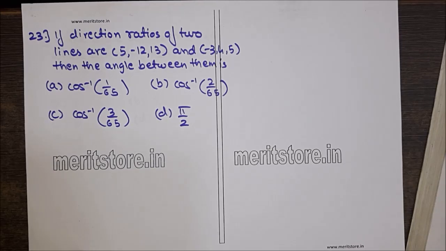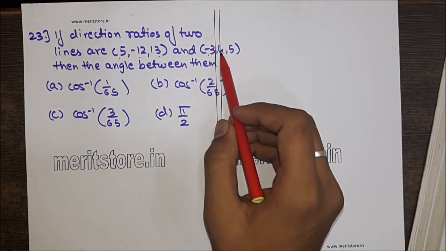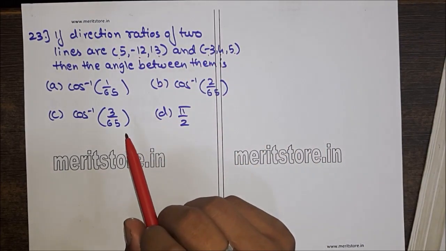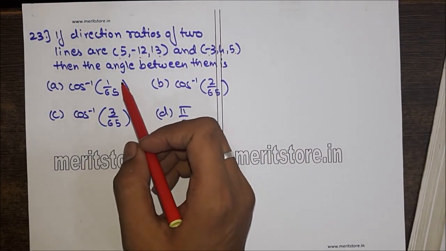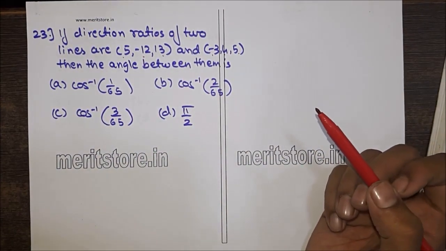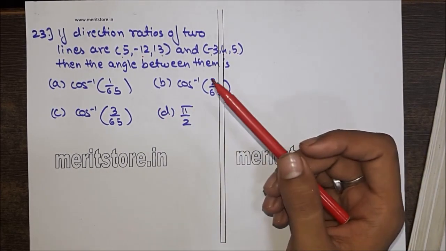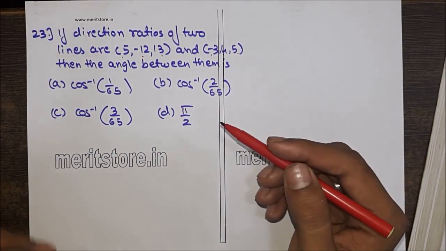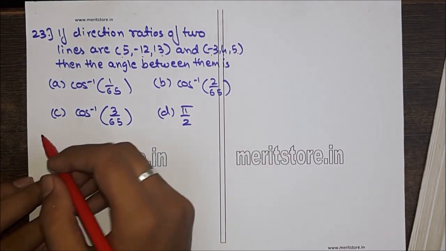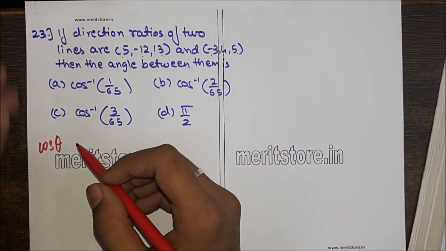Question number 23. If direction ratios of two lines are 5, minus 12, 13 and minus 3, 4, 5, then the angle between them is A, cos inverse of 1 by 65, B, cos inverse of 2 by 65, C, cos inverse of 3 by 65, or D, pi by 2. Now we know the formula of cos theta. We'll directly substitute these values.